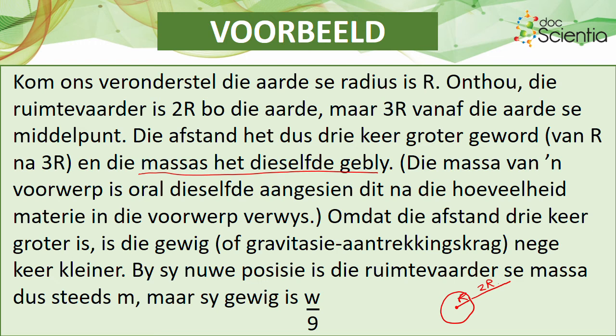So if it went from R to 3R, then in other words, the weight will be divided by 9. Because you have to square it, and it is inversely proportional. So 3 squared is 9, but you don't times by 9, you divide by 9.